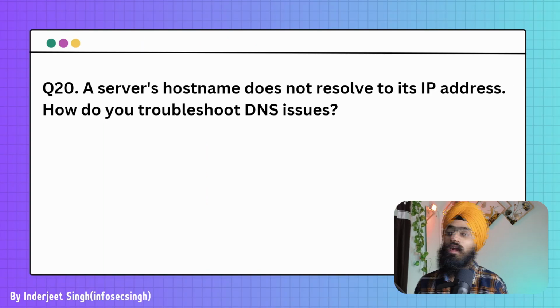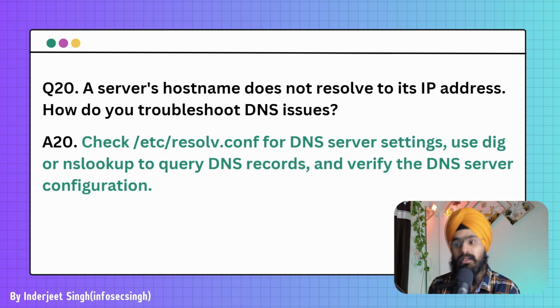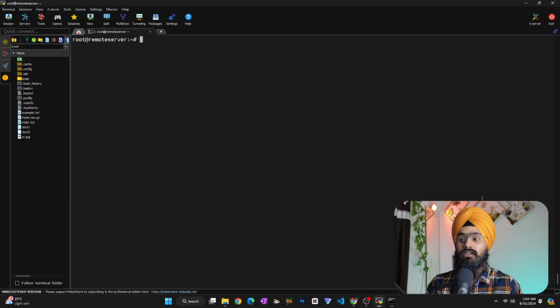The next question is, a server hostname does not resolve to its IP address. How do you troubleshoot a DNS issue? The answer is check the DNS configuration in resolv.conf, which holds the DNS server settings, and whether the DNS service is available or not. You can use the dig command, or you can use nslookup to query DNS records, and you can also verify DNS server configurations. So let's try that.